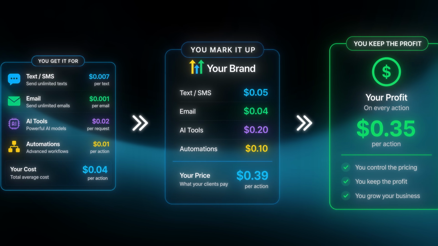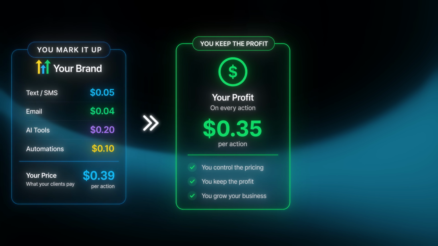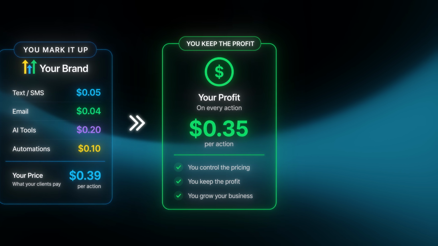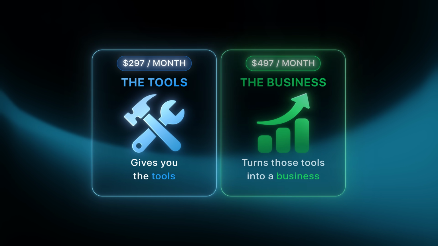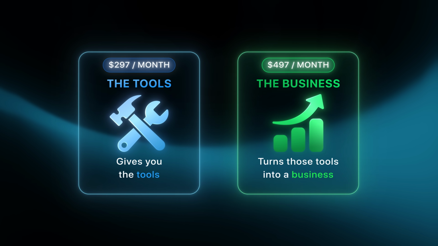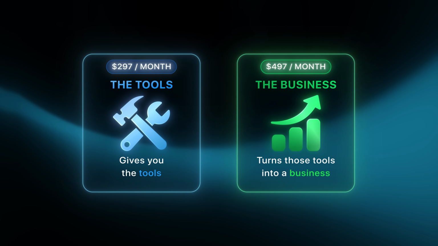And the second difference, which is going to be just as important, is going to be profit. So what do I mean? Well, on the $497 a month plan, you can mark up those text, emails, and AI tools and resell them to your clients for more than they cost you. That's money you can't make on the $297 a month plan. So here's an easy way to remember it. The $297 a month plan gives you the tools, and the $497 a month plan turns those tools into a business you can actually use to make more money from.